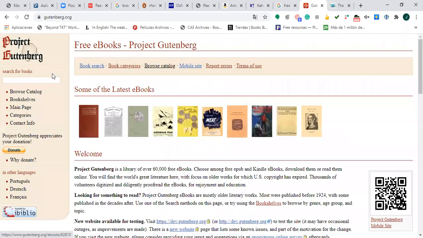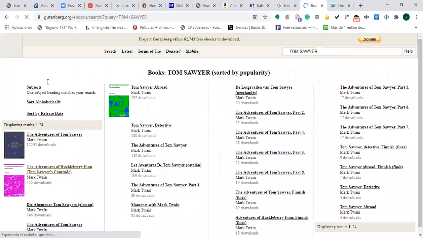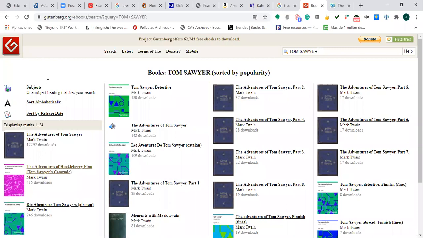For example, let's look at one of them. I was searching some of them. Tom Sawyer. Have you heard this novel? Tom Sawyer. The author is Mark Twain.